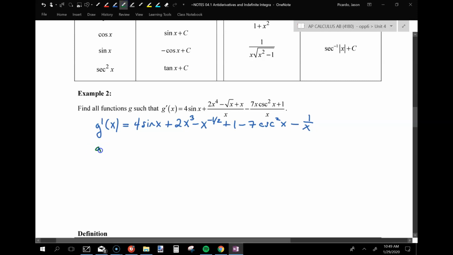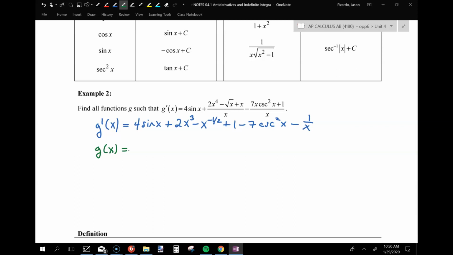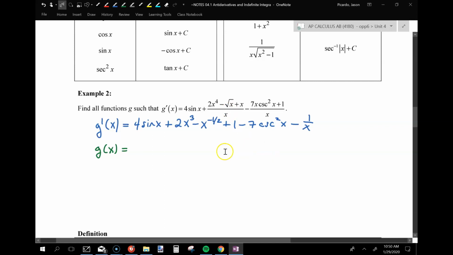All right, let's see if we can do it. Antiderivative is, so what do I have to take the derivative of to get a sine? A negative cosine. Now, why'd you say negative cosine? Because the derivative of cosine is negative sine, so the derivative of negative cosine is positive sine. So this is going to be negative 4 cosine of x.